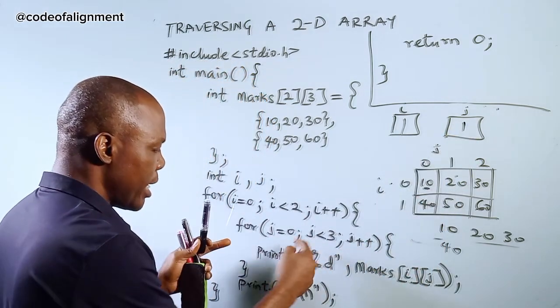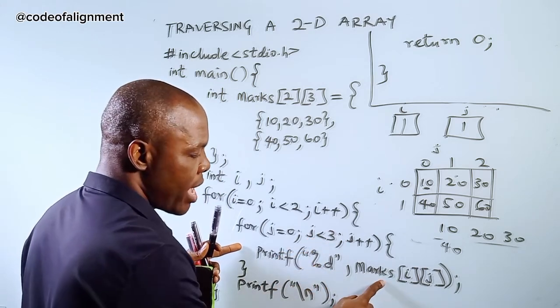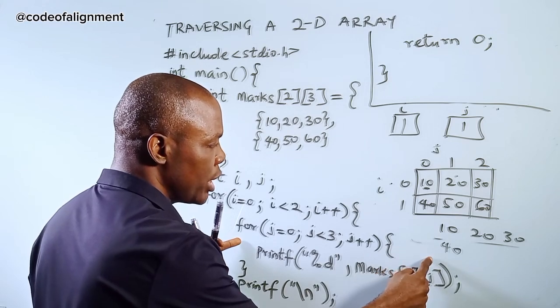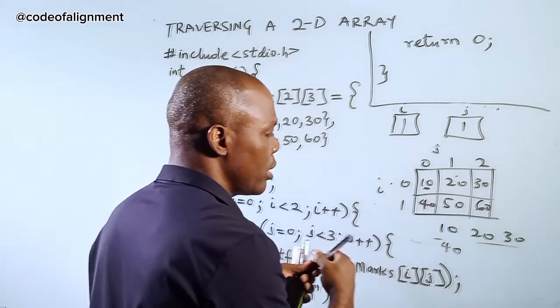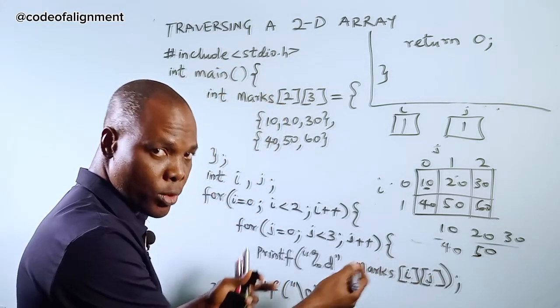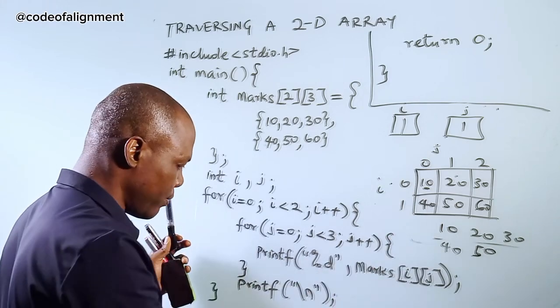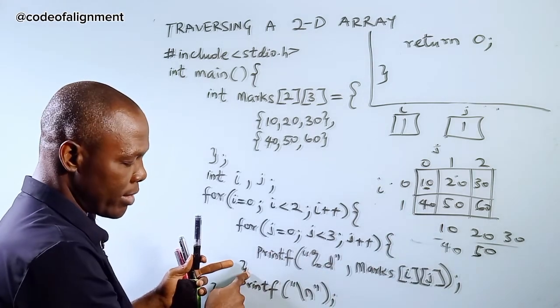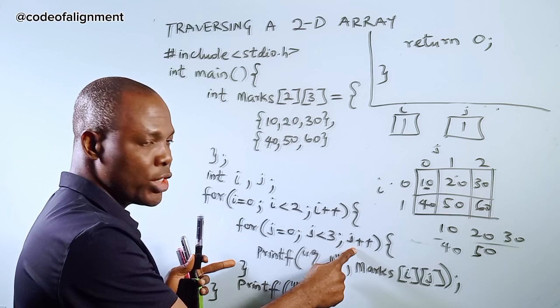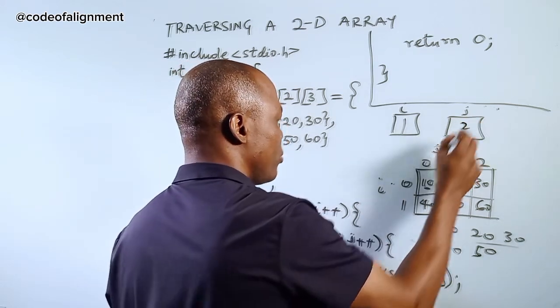j to 1. Then it will test. j is less than 3. That is true. It will come in. mark[i][j], i is 1, j is 1. It will print out 50. It will calculate the address using the formula, and then it will print out what is in that address, which is what? 50. Then it will encounter this curly bracket. So it will increment j to what? To 2. So j will become 2.